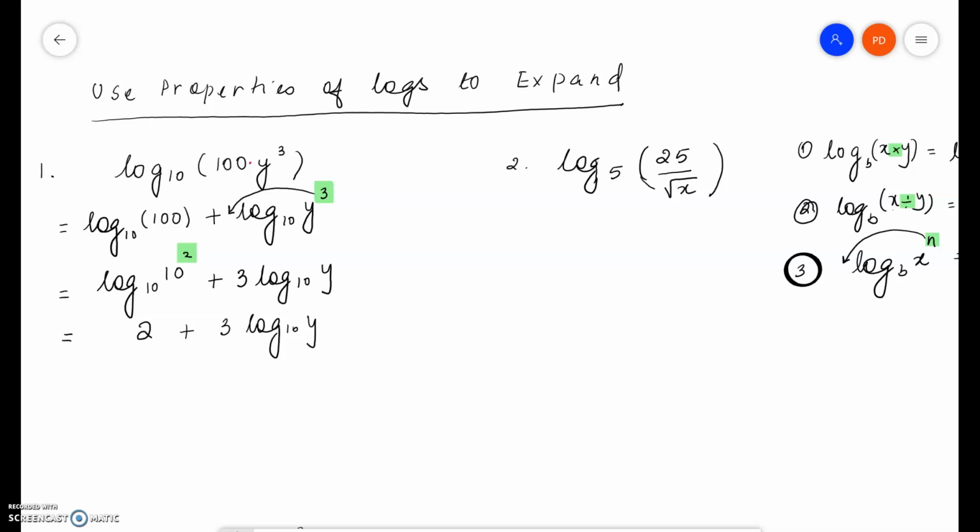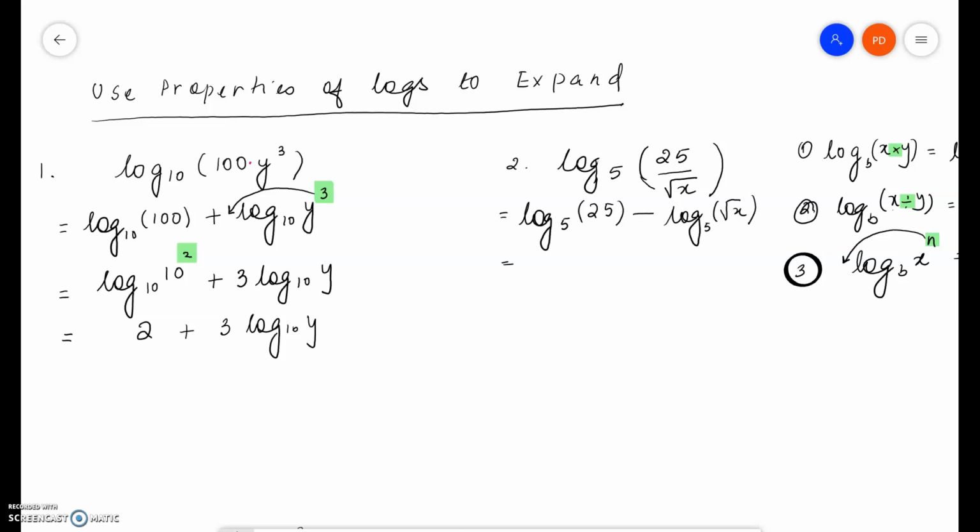Now let's look at the next one. Here we have division. So it's log of 25 divided by x, radical x. So that would be log, and make sure you have the base, of the number which is the numerator, divided by, so it becomes minus. So division becomes minus when each one is a log. So that is to the base 5, radical x.